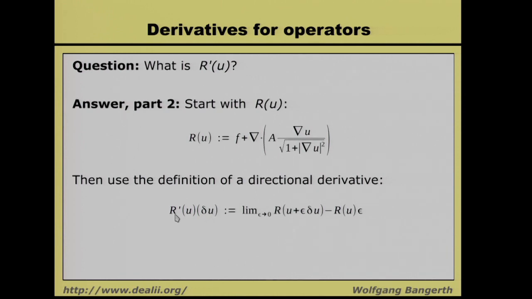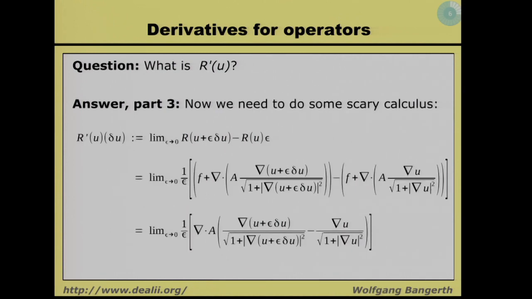Okay, so r prime of u in direction delta u is defined as the limit epsilon going to 0 of r of u plus epsilon times this direction minus r of u, divided by epsilon, right? So think about this epsilon down here. If I need to calculate this r prime this way, then I need to do a lot of calculus. So there are going to be nasty formulas in the following. You can go through it slowly if you want to. I'm just going to walk you through it.